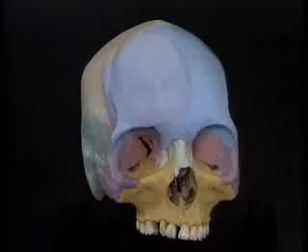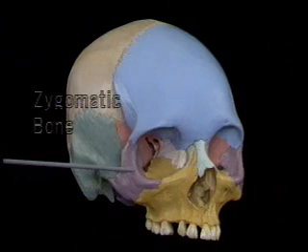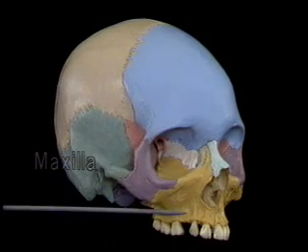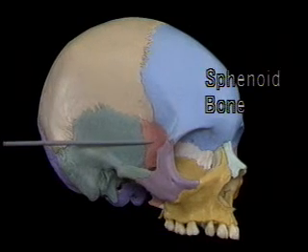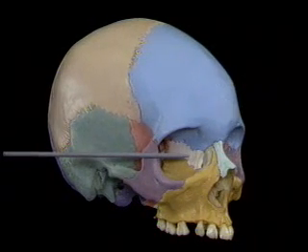Now that we've looked at the shape of the facial skeleton and the parts of the cranium that it's attached to, let's look at the individual facial bones and see how each of them contributes to the features that we've seen. We'll look at the 5 largest facial bones first. There are the frontal and zygomatic bones, the maxilla, the sphenoid bone, and the ethmoid bone.